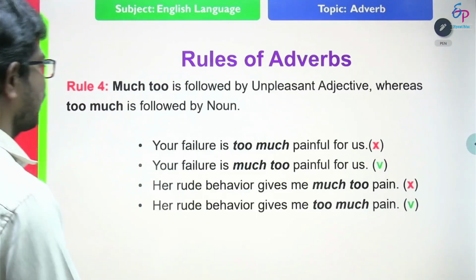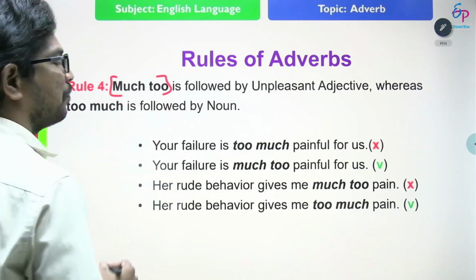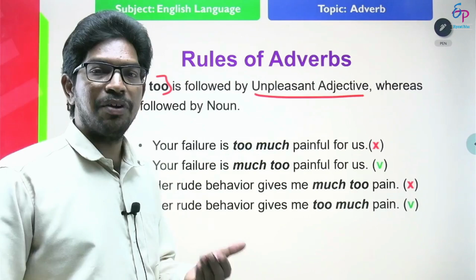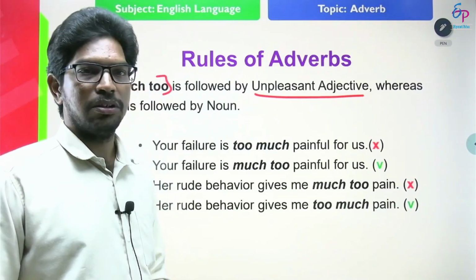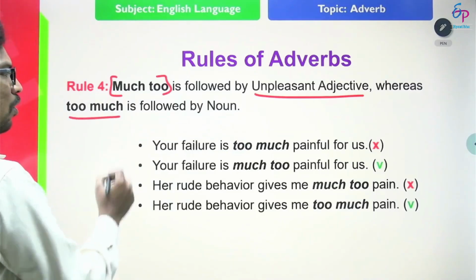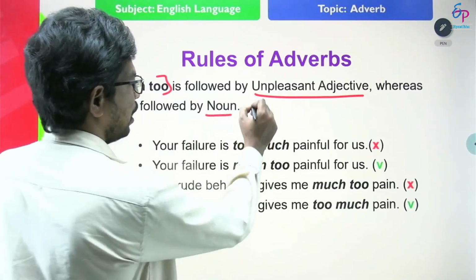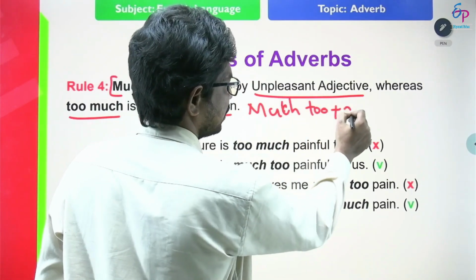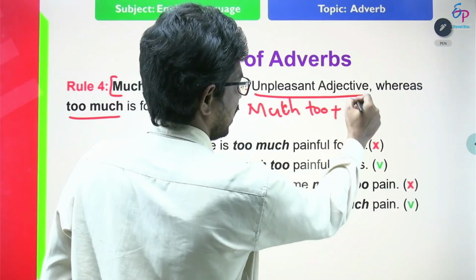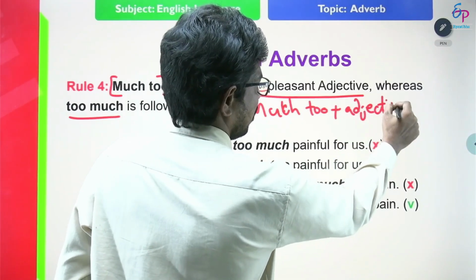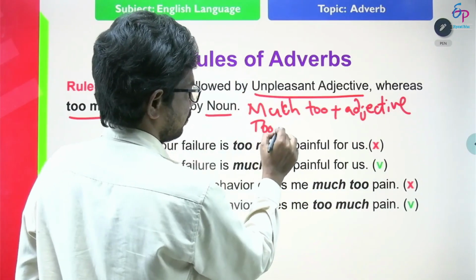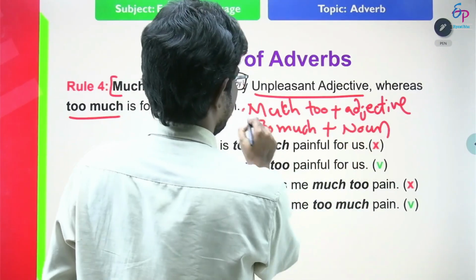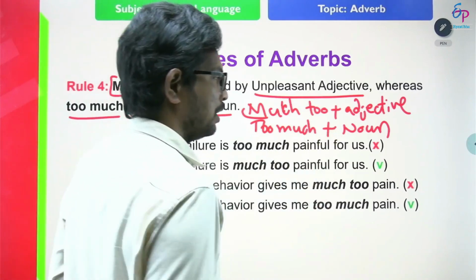See the next rule. The phrase much too is followed by adjectives. That means after much too we have to use an adjective, not a noun, whereas too much is followed by a noun. That means much too plus adjective is used, too much plus noun is used. So, much too plus adjective and too much plus noun is used.